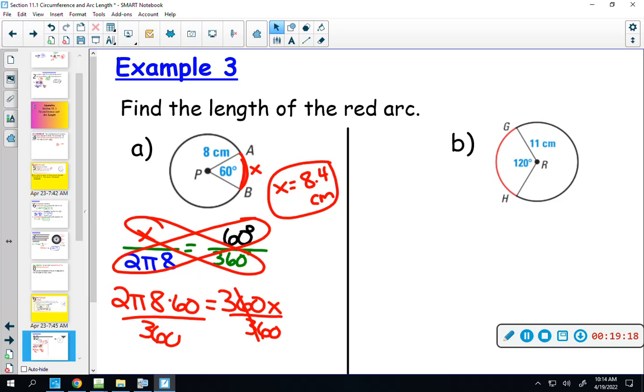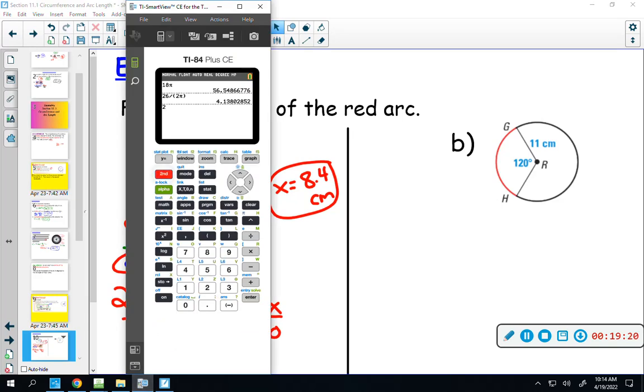So I'm going to do 2 pi, and then what did I have? Times 8 times 60. So there's that answer. And then I just hit divided by 360. Enter. Come on. There you go. And I just rounded it.